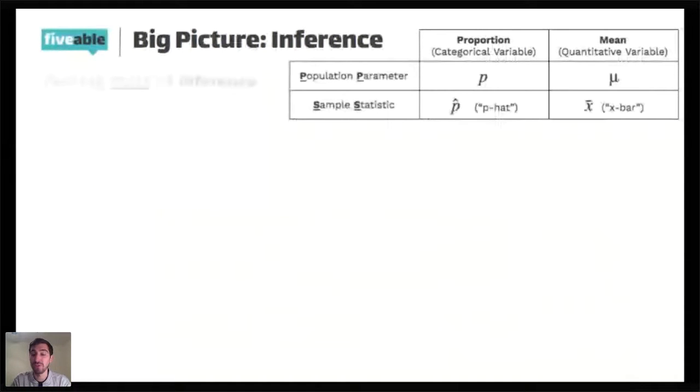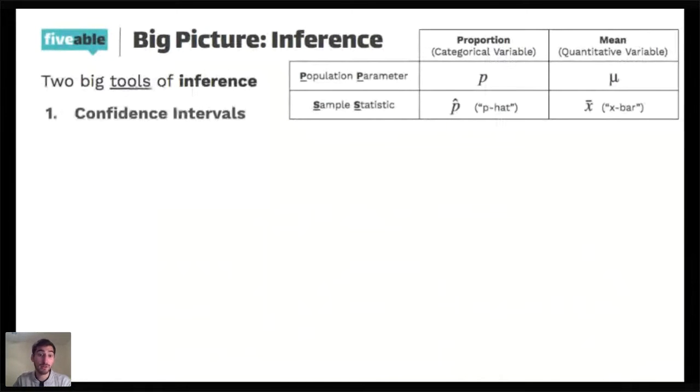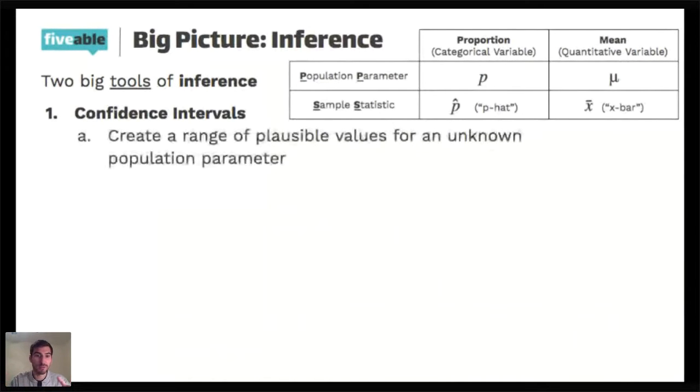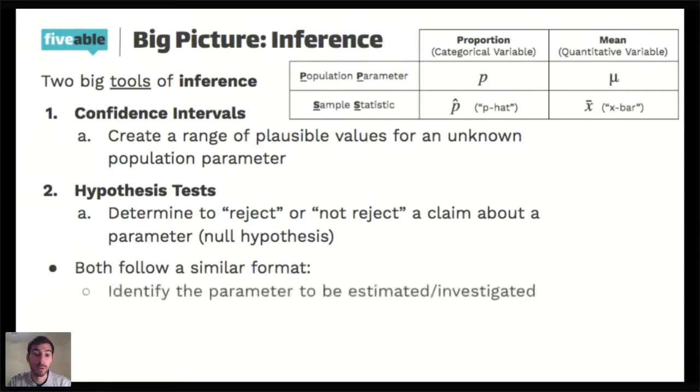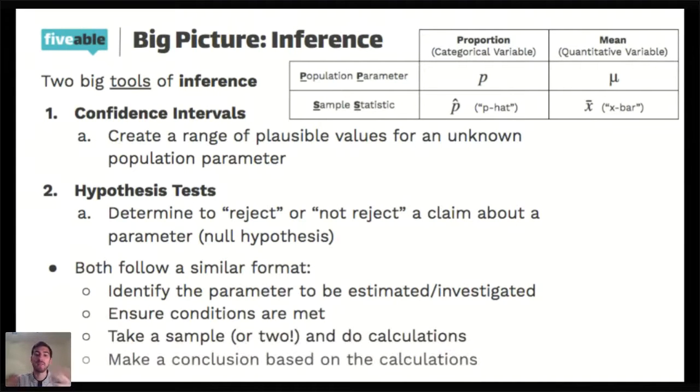Okay, and we can do one of two things in inference. We can either make a confidence interval, which we were reviewing over the last couple of weeks, which is when you create a range of guesses for what those unknown parameters might be, or we can run a hypothesis test, which we'll be getting into tonight. And that is when we take a claim about a parameter, which is a null hypothesis. So either I think p is 0.75, or I think mu is 10, or I think the proportion of men is higher than the proportion of women, or whatever the claim is, and then identify what we're investigating, make sure conditions are met, take a sample and do some calculations, and then make some kind of conclusion.